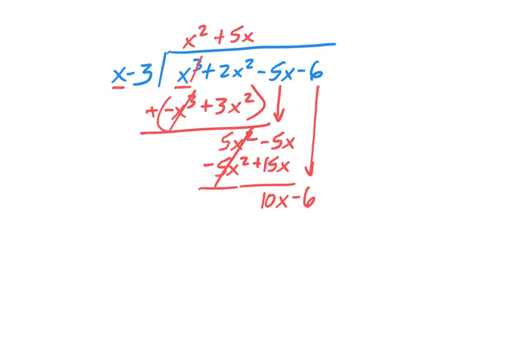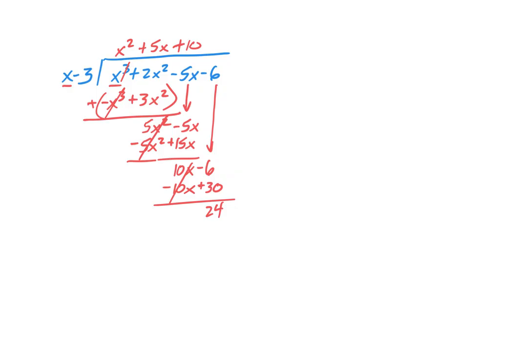X times what gives me 10x? 10. Okay, so we're going to put 10 up here. 10 times x is 10x. 10 times negative 3 is a negative 30. And we change our signs. And when I do that, once again, my x's disappear. That first term should always disappear. And then negative 6 plus 30 would be 24. And because we don't have any more terms left out here, that is our remainder that's left over.